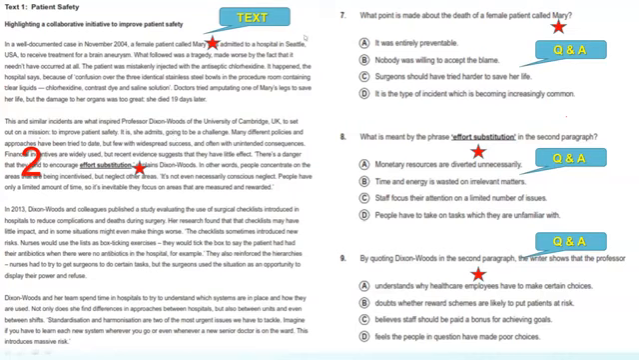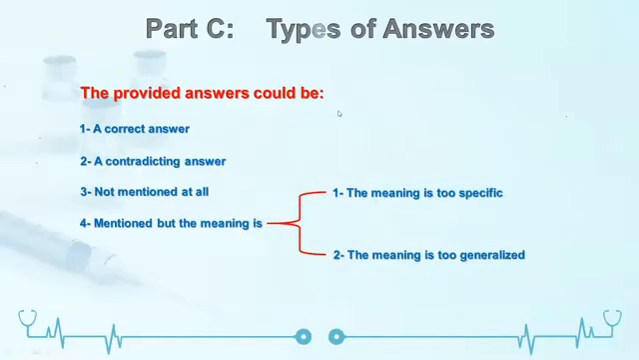So again, the sequence is just to take a brief look at the question prompt and locate where to read and find your answer. After that, read the text, and go back to choose the correct answer. Again, the provided answer could be the correct answer, a contradicting answer, not mentioned at all, or mentioned but the meaning is too specific, or the meaning is too generalized.